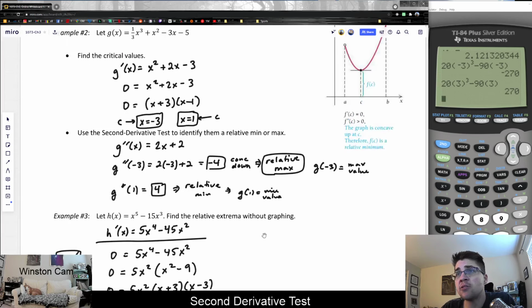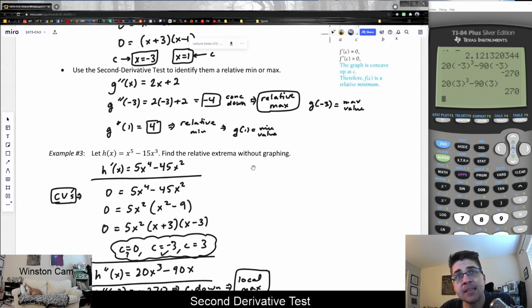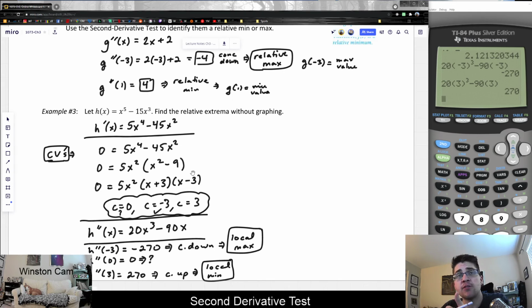And remember the generic step-by-step procedure for using these tests. First step, find the critical values. So step 1, first derivative. Step 2, set it equal to 0 and solve. Once you solve your first derivative equal to 0, you get your critical values. Then, to do the second derivative test, you need to find the second derivative and plug them in. I think that's simpler than the first derivative test, but very, very similar at the end of the day.